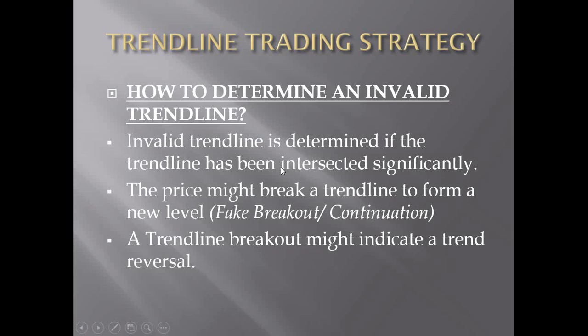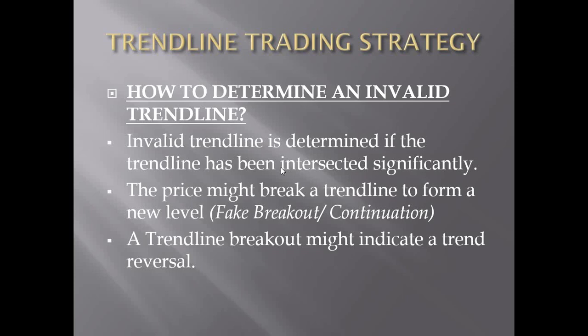Today, traders, as we have indicated, we will discuss the process to determine the invalid trend line. An invalid trend line is determined if the price has significantly intersected it. Basically, the trend line becomes invalid once it has been broken sharply or significantly.